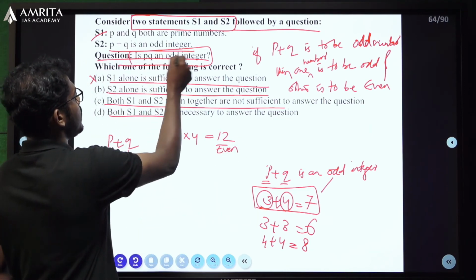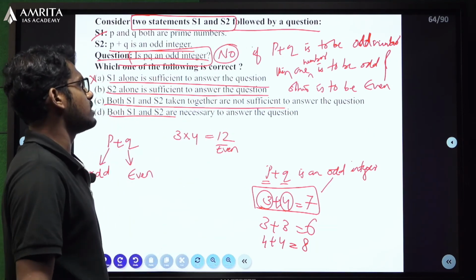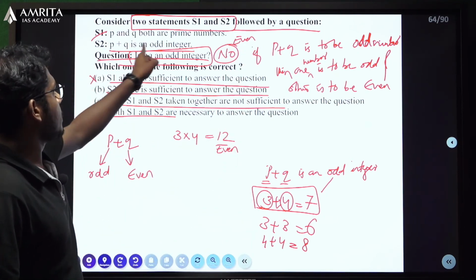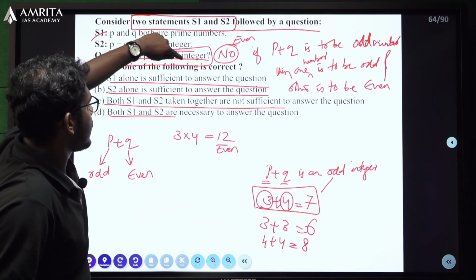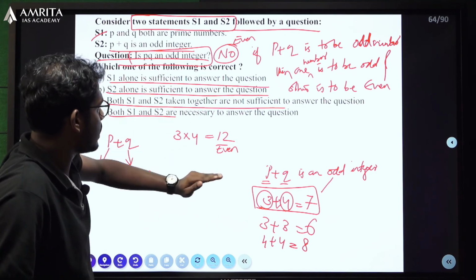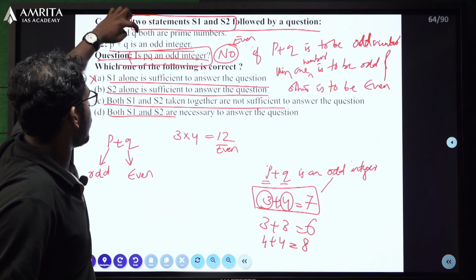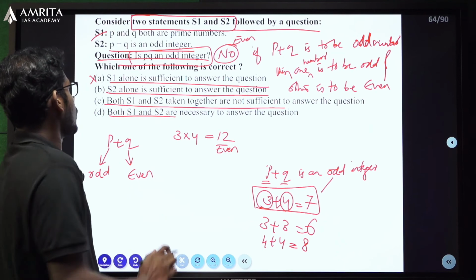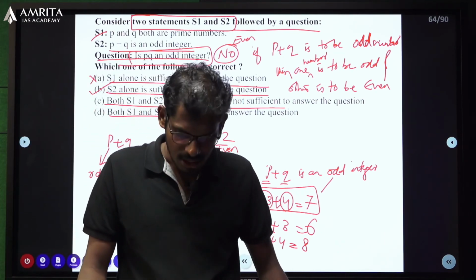Clear? So is PQ an odd integer? No. PQ is not an odd integer. It is an even integer. So if P plus Q is an odd integer, then we can answer the question. Is PQ an odd integer? No. It is an even integer. This question is answered purely from the second statement. So from statement 2 alone, we got the answer. So S2 alone is sufficient to answer the question.